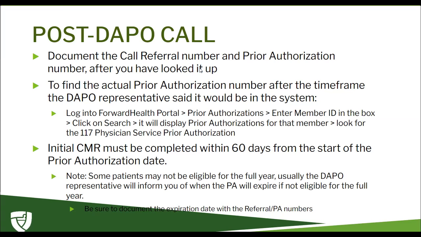So log into the forward portal. There's prior authorizations. Enter the member ID in the box, click search, and then it'll display prior authorizations for that member. And like I said, we want to look for that 117 physician service prior authorization. Also, if it's just recent, like sometimes I didn't get back to my PA and it's been a week or so. But if they said it's in the next day, you go in the next day.